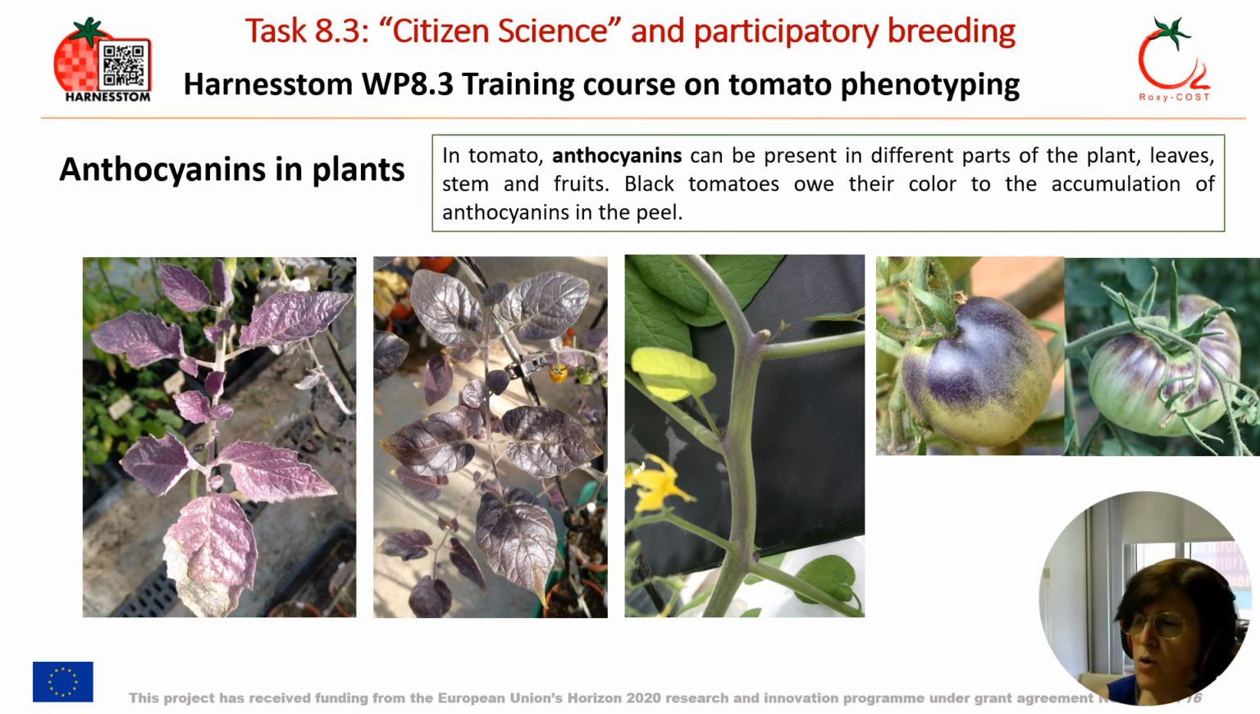Anthocyanins play essential roles in protecting plant tissues from being damaged by light, ultraviolet radiation, cold, drought, nutrient deficiency, and pathogen attack. Anthocyanins also act as important health-promoting supplements in the human daily diet. In tomato, anthocyanins can be present in different parts of the plant: leaves, stem, and fruits. Black tomatoes owe their color to the accumulation of anthocyanins in the peel.